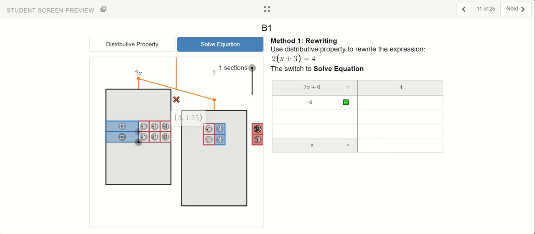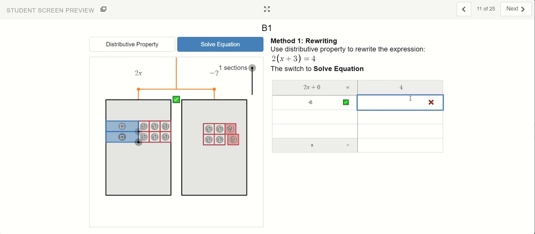So let's drag over 6 of these red tiles to balance everything out. Oops. 2 more. Okay. So now I'm left with minus 6. Notice that these positive 6 and negative 6 cancel out, leaving me with 2x. And then 4 minus 6 equals negative 2.